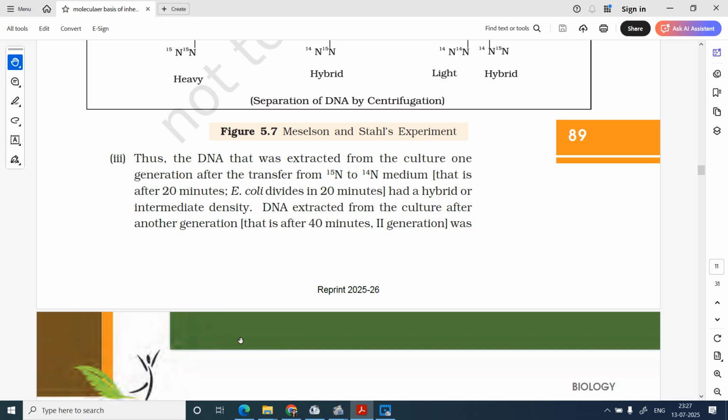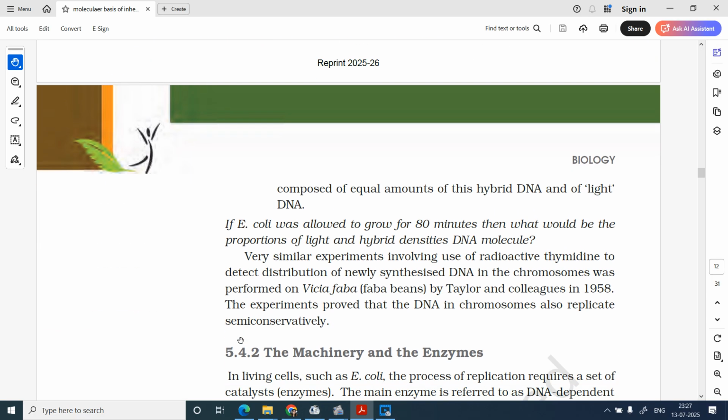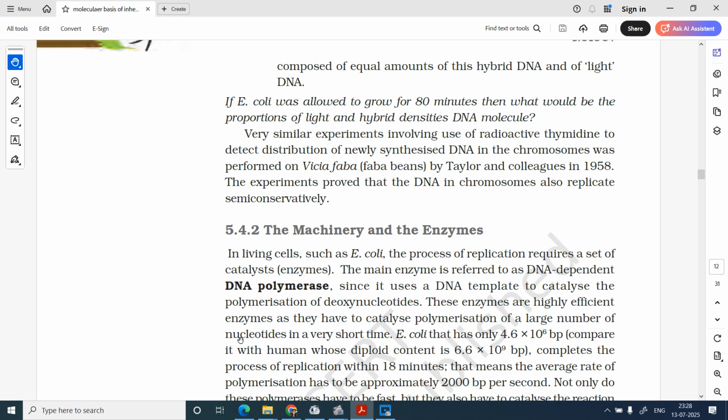Third, the DNA that was extracted from the culture one generation after the transfer from N15 to N14 medium, that is after 20 minutes (E. coli divides in 20 minutes), had a hybrid or intermediate density. DNA extracted from the culture after another generation, that is after 40 minutes, the second generation, was composed of two equal amounts of hybrid DNA and light DNA. If E. coli was allowed to grow for 80 minutes, then what would be the proportions of light and hybrid density DNA molecules?